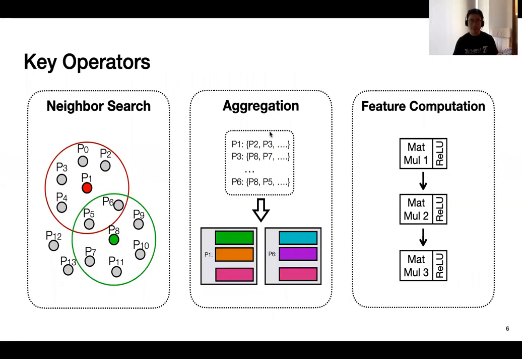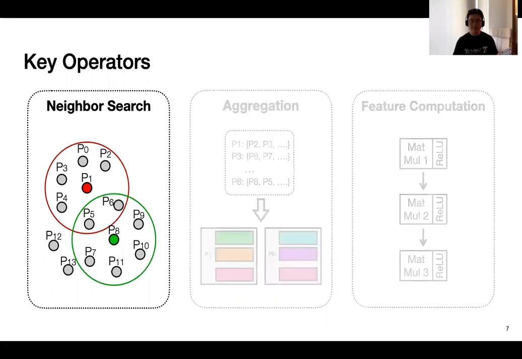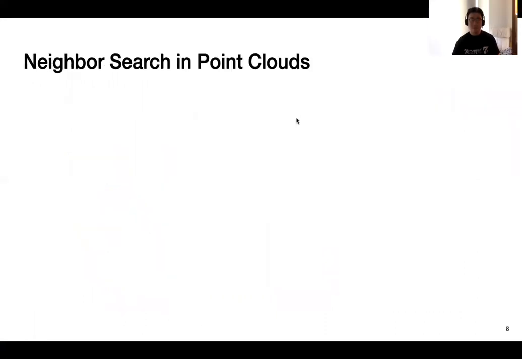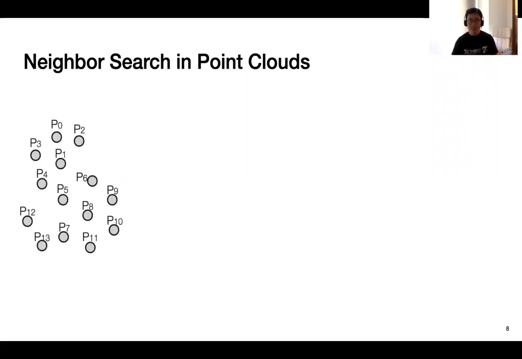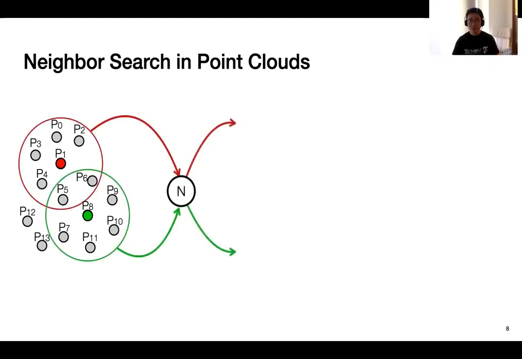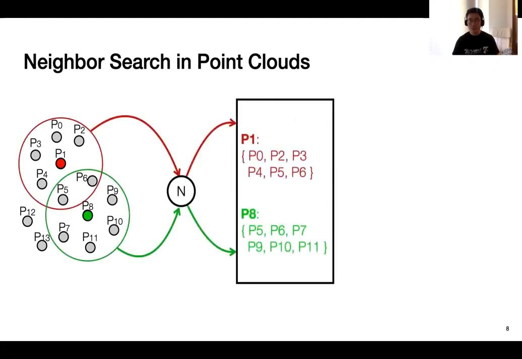It turns out that there are mainly 3 key operators. Here, we'll go through them one by one. The first operator is neighbor search. What neighbor search does here is to find the neighboring points of some other points. Here's an example. Neighbor search is given a set of points, and then it is instructed to find the neighboring points of P1 and P8 among the other grid points here. Once the neighbors are found, it will return the neighboring information.